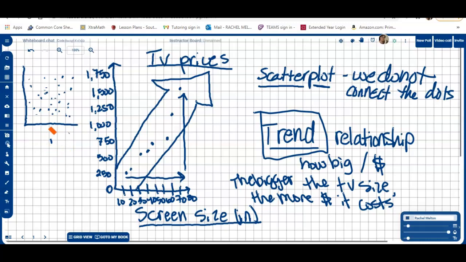Let me give you an example of that. Let's say my x-axis is number of pets, and my y-axis is favorite color. Those things have nothing to do with each other. The fact that I have two pets and my favorite color is pink literally has no relationship. That doesn't matter.